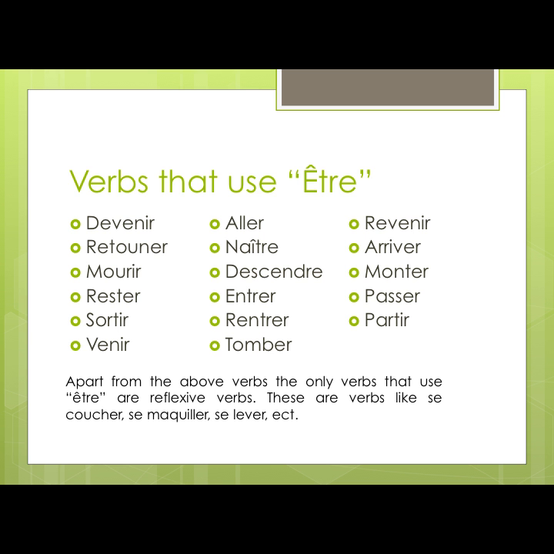So let's look at your verbs that use être. Devenir, retourner, mourir, rester, sortir, venir, aller, naître, descendre, entrer, rentrer, tomber, revenir, arriver, monter, passer, and partir. Now your only other verbs that are going to use être are going to be your reflexive verbs. So verbs like se coucher, se maquiller, se laver, and so on.